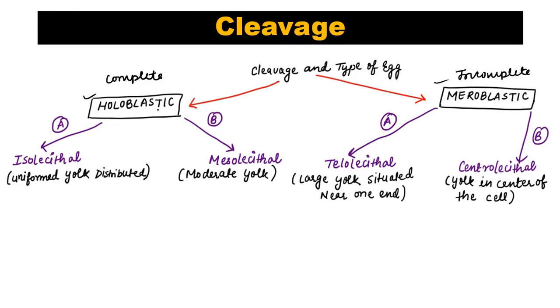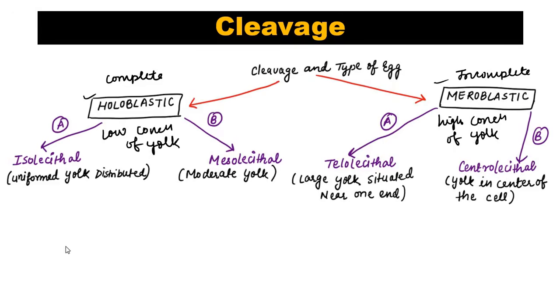Because in a holoblastic organism there is a low concentration of yolk. Okay, so there is a low concentration of yolk, and in case of meroblastic there is a high concentration of yolk. And that is the reason why we see complete cleavage in case of low concentration of yolk and incomplete cleavage in case of high concentration of yolk.